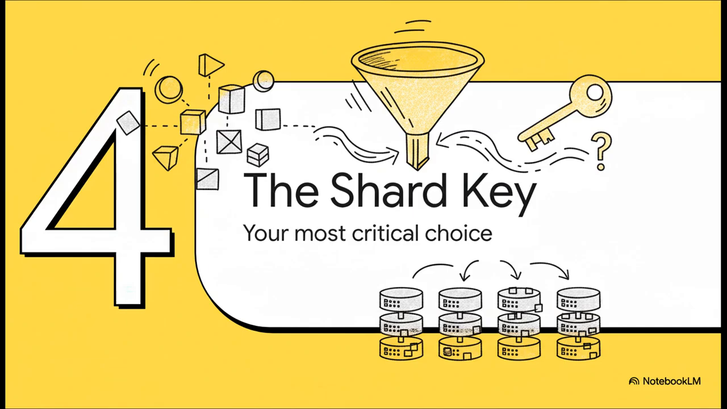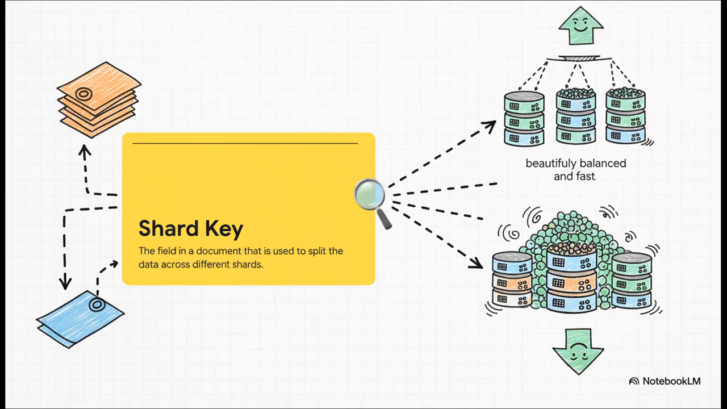So we have all these pieces, but how does the system actually decide what data goes on what shard? This leads us to, and I am not exaggerating here, the single most critical decision you will ever make when you set up sharding, and that is choosing your shard key. So what the heck is a shard key? It's just a field, or maybe a couple of fields, that exists in every single document you store. MongoDB looks at the value of that key to decide how to split up the data. It's the rulebook for where everything goes.